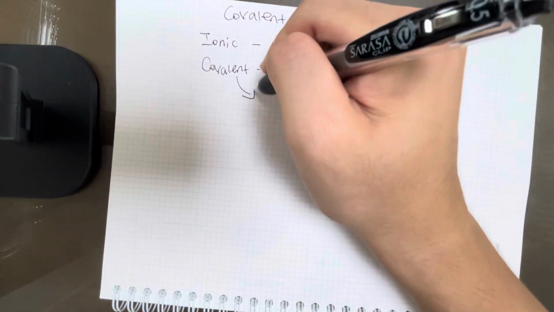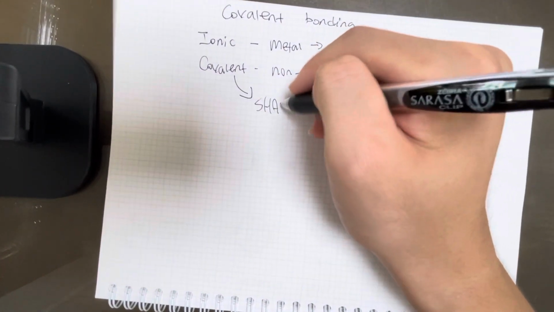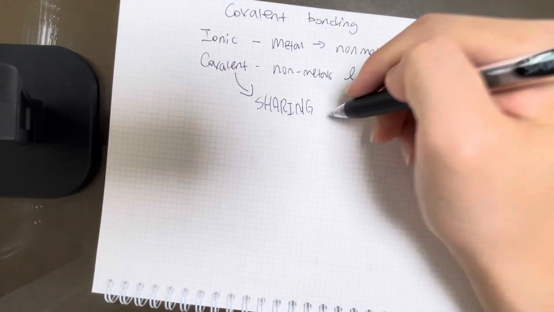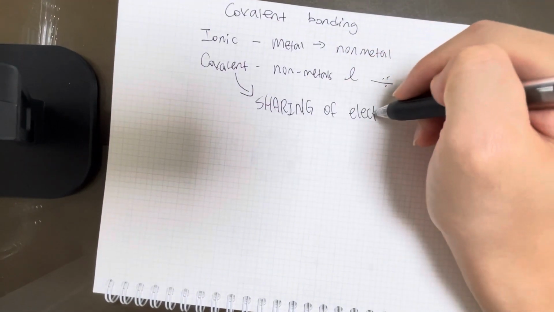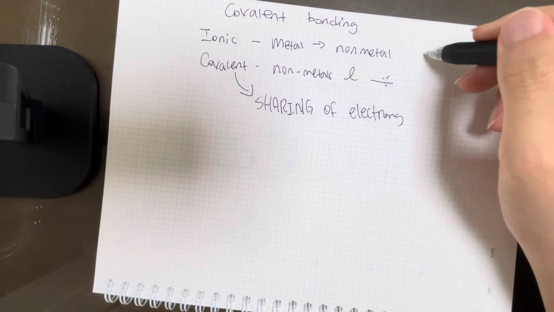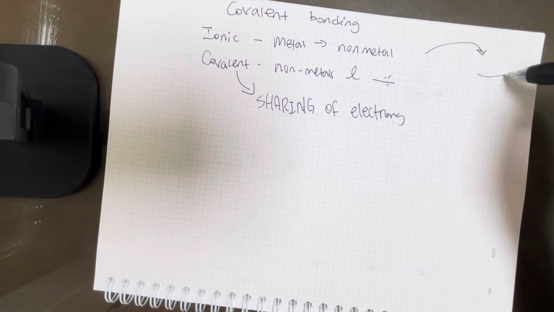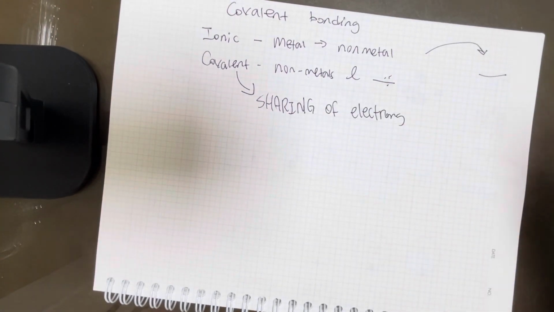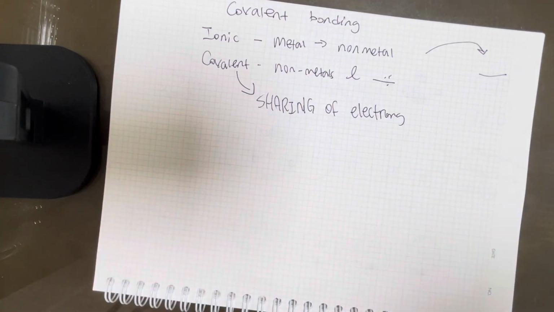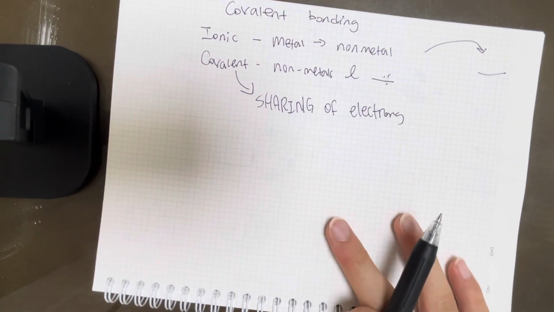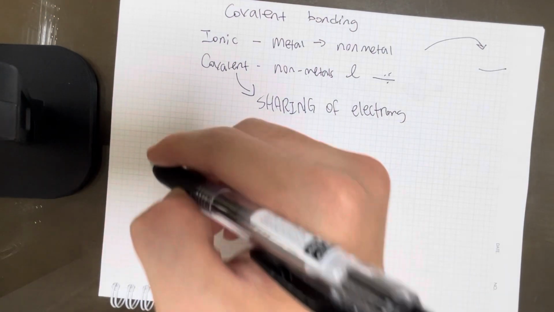So covalent bonding is the sharing of electrons. It's not the giving like ionic bonding, where an electron is actually given to another atom. You're not actually giving your electrons away, you're just sharing them. How would this work? Let's take an example with chlorine.